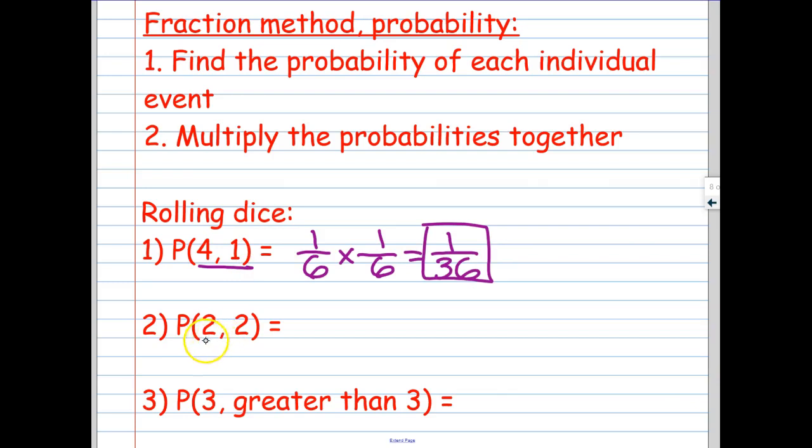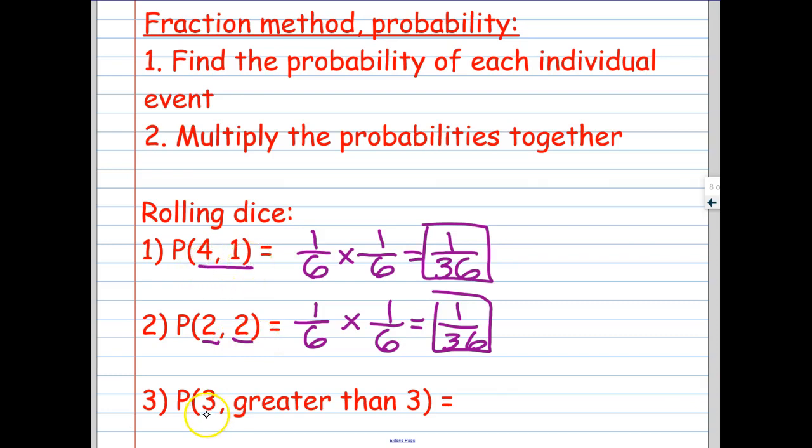Now, what's my probability of getting a 2 and a 2? Well, probability of getting a 2 is 1/6. Probability of getting a 2 is still 1/6. A die does not remember what happened last time, or one die doesn't know what happened with the other die either. So look at that. My odds are still 1 in 36 of getting a 2 and a 2, just like it was for getting a 4 and a 1.